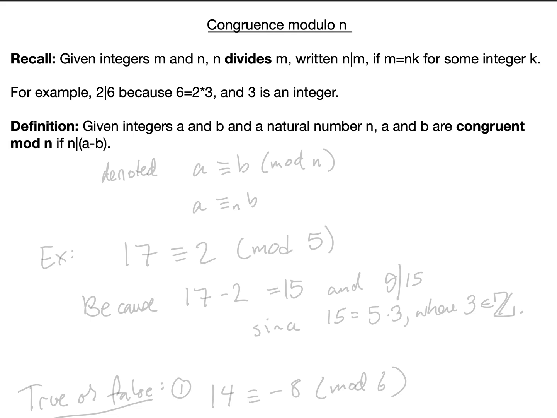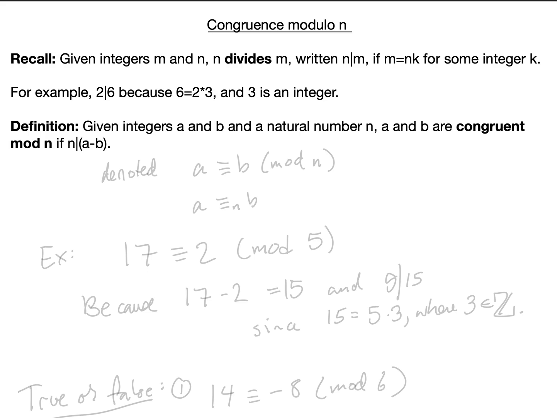This video is on congruence mod n. Recall that if we have two integers m and n, then n divides m if m is equal to n times k for some integer k. So for example, 2 divides 6 because 6 is equal to 2 times 3, where 3 is an integer.